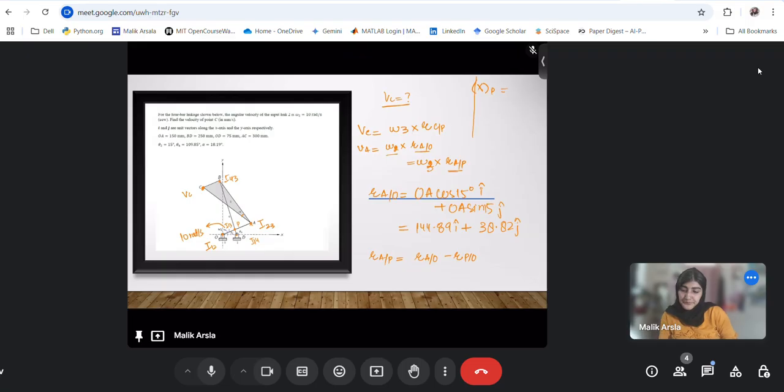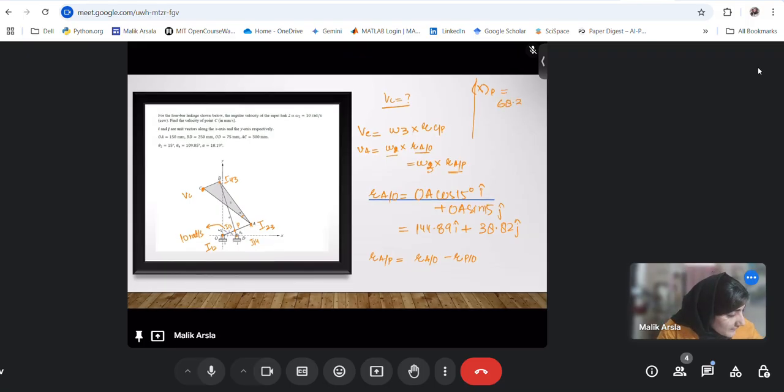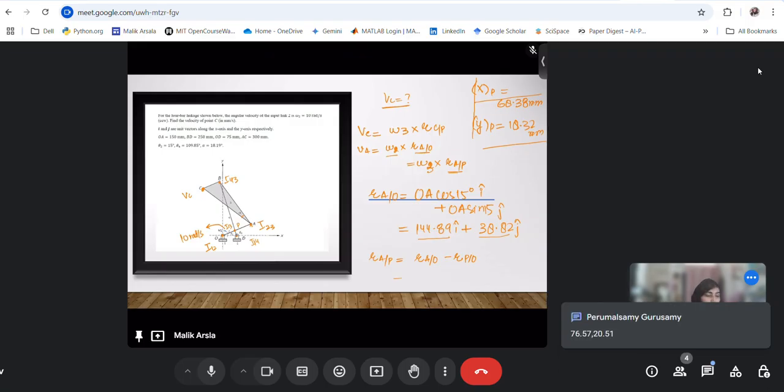Okay, it's coming out to be, we found it just now, yeah, 68.38 mm, and the y coordinate of point P is coming out to be 18.32 mm, right? Now these are the coordinates of point P, and the coordinates of point A are given. Can you quickly calculate this and tell me what you are getting? You just have to subtract these. 76. Okay, let me check if that is correct.